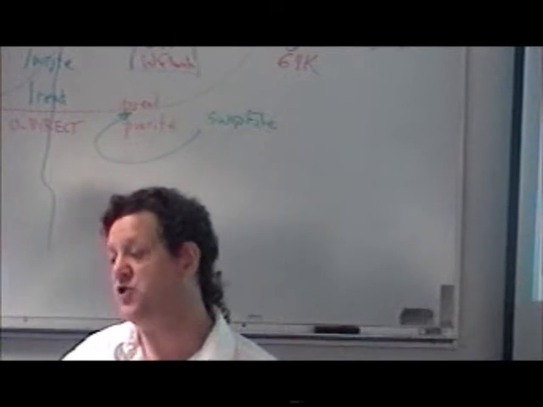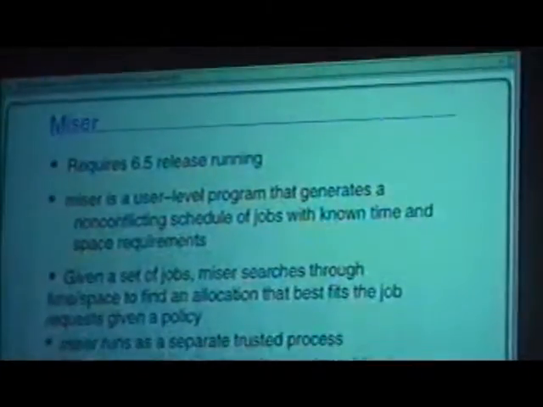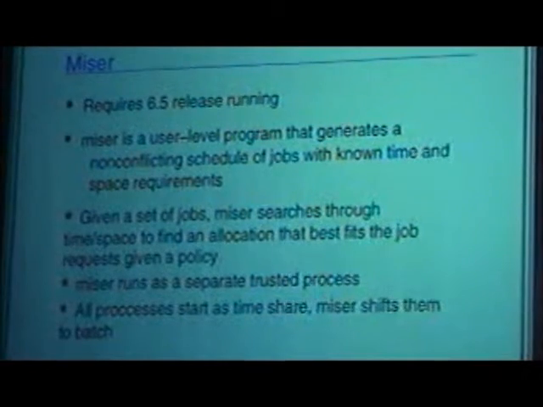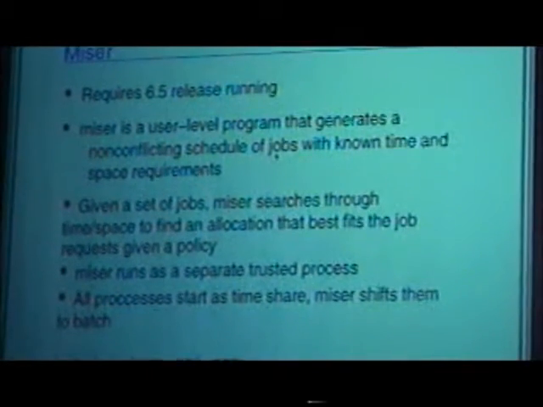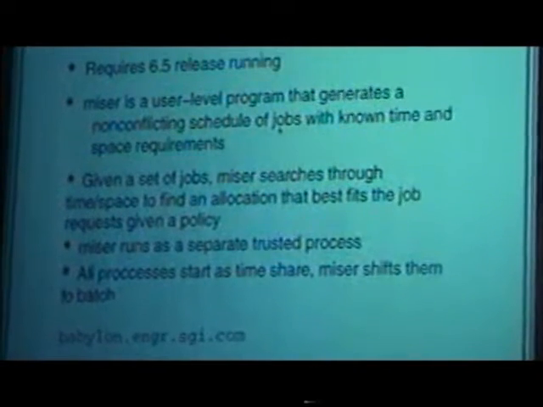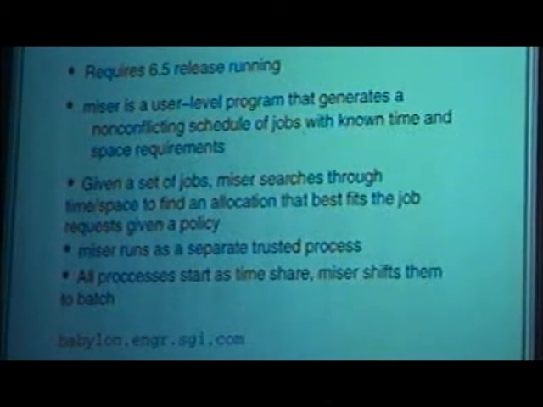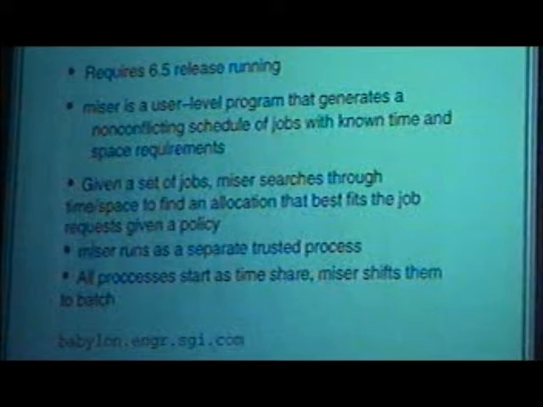So Miser is a user level process. It's running as a system daemon, but it shows up with PS. And it basically generates a non-conflicting schedule of jobs, what I call job packing. I have to declare ahead of time the amount of time and memory space that I want, just like NQE required. So given the presentation of jobs to Miser, it searches through its reservation book and does a best fit.